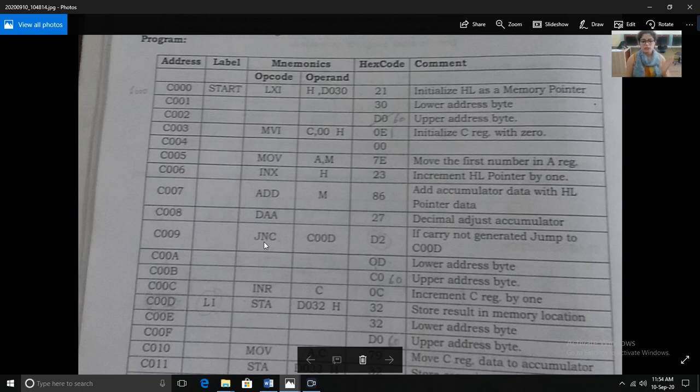But if there is a carry, we have to handle that part. So this instruction is JNC, jump if not carry. Jump if not carry means if there is no carry, you can jump to that location. So this is C00D according to this program. So C00D is this location. So it will jump to this location.